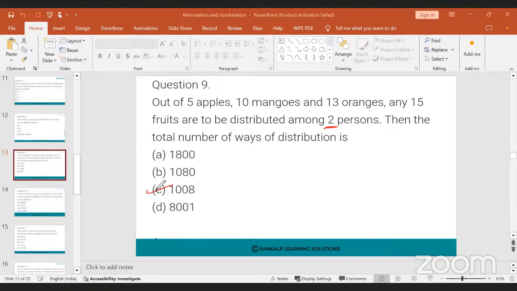1008. Because think that it is 5 apples, 10 mangoes, and so on, up to 15 fruits are to be distributed. Take 15C2, then we'll get the answer, that is 63. Then when we distribute 15 fruits among 2 persons, that is nothing but 16C15, that is 16. So 16 into 63 gives us 1008. Next one.